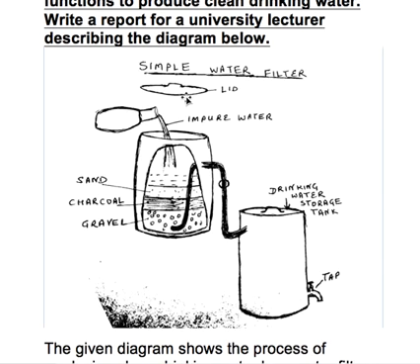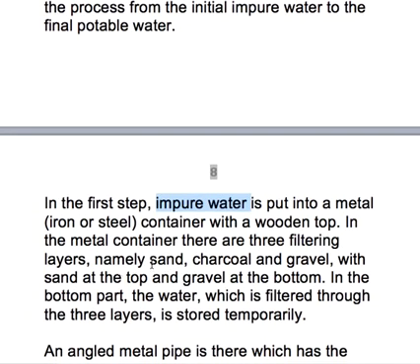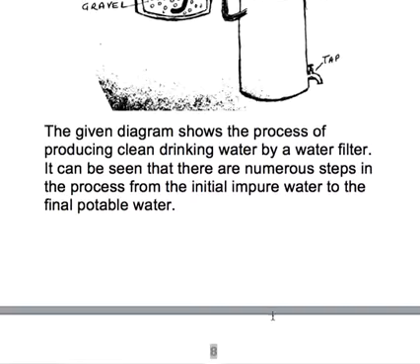In the exam, it was shown in a color diagram that this is wooden, and this is a metal tank. So impure water is put into that, and in the metal container there are three filtering layers, namely sand, charcoal, and gravel, with sand at the top and gravel at the bottom. In the bottom part, the water which is filtered through the three layers is stored temporarily.